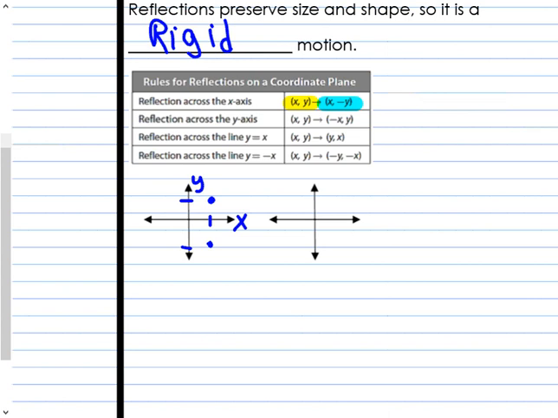A reflection across the y-axis, starting points are (x, y). Our new points are (negative x, y). So since we're reflecting across the y-axis, y is going to stay the same now. And so let's take the same point. We're going to reflect across the y-axis. It's now in the same location on the y-axis, but as you can see, whereas it was in the positive x, now it's in the negative x. Okay?